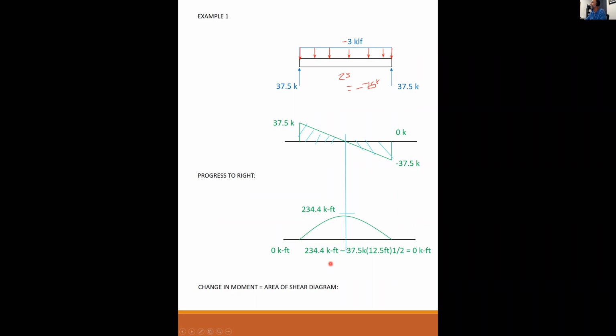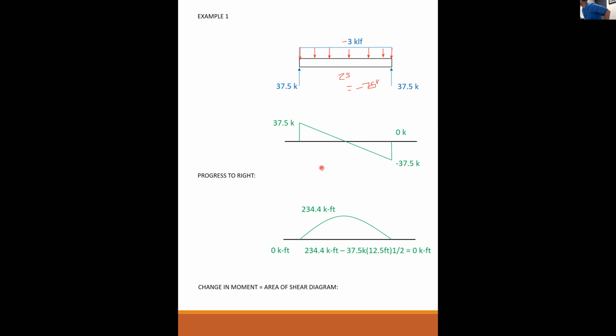Okay, so this is exactly what I do here. I go from this point, which is 234.4, to this point, which is 234.4 minus 37.5 times 12 and a half times a half, and that does in fact equal 0. So we got the same result as we did by using the equations, but we did it with presumably a lot less work.